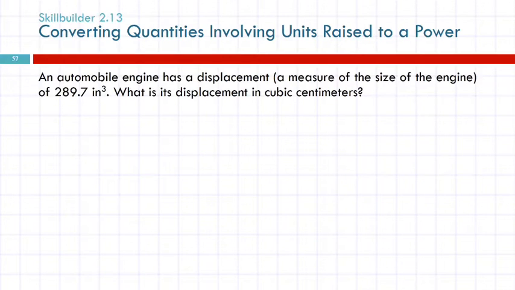Let's do an example. An automobile engine has a displacement of 289.7 cubic inches. What is the displacement in cubic centimeters? They used to measure things in inches in engines, and now they use liters and cubic centimeters. Well, our number that we're starting with is 289.7 cubic inches, and we're asked to calculate the size in cubic centimeters.